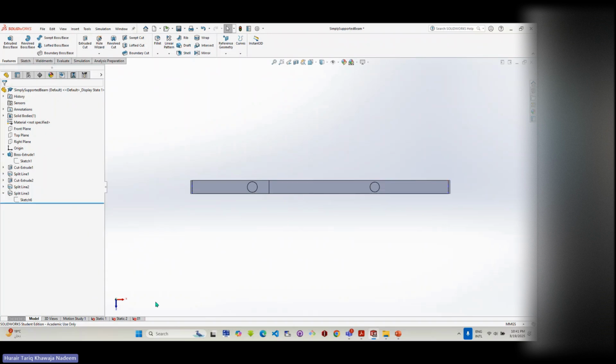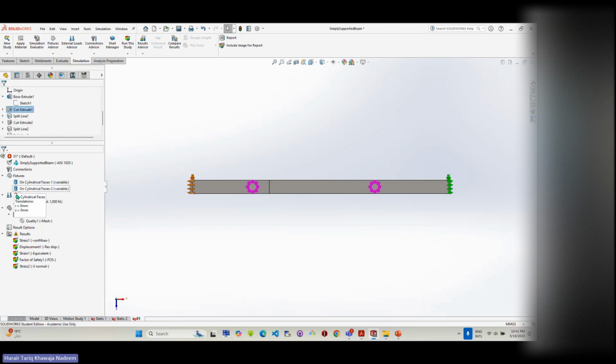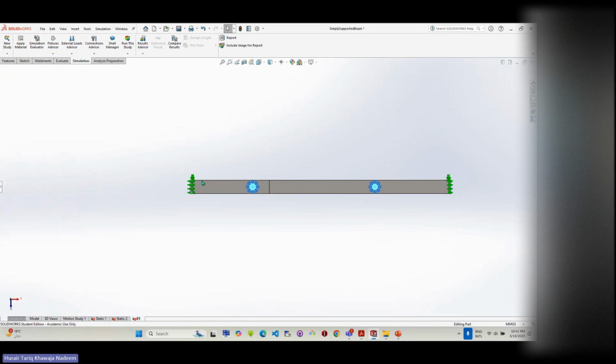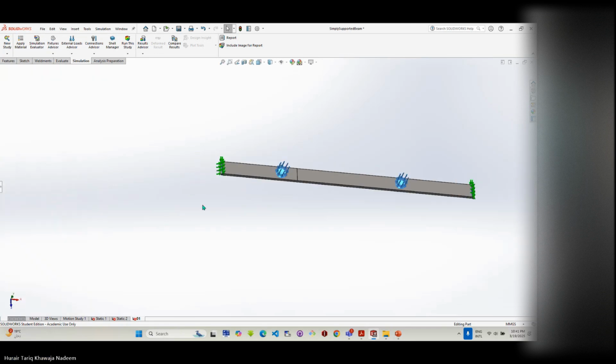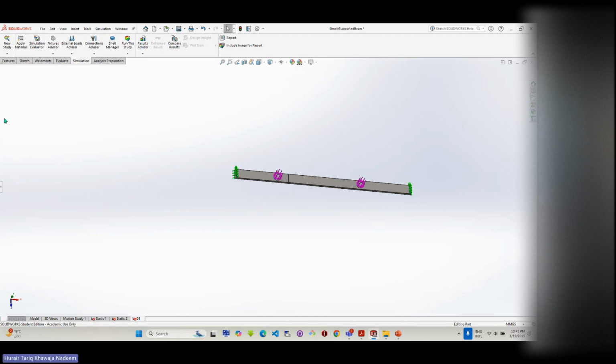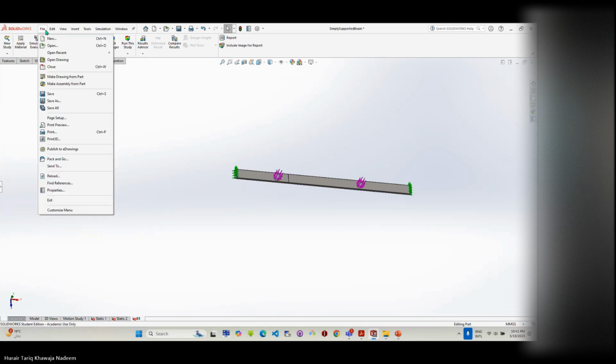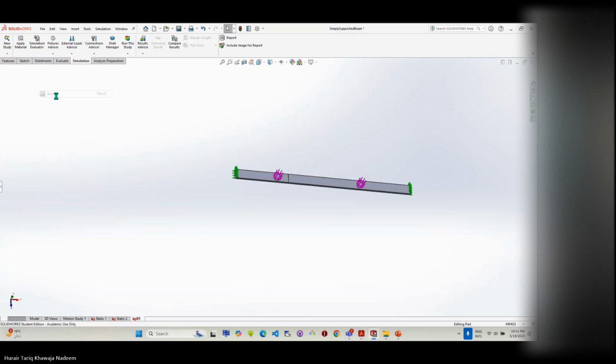Now come to the model. Okay, look, this is what happened. So I disturbed this one. So now, what should I do now? Actually, what's wrong? Where is it gone? Simulation study.